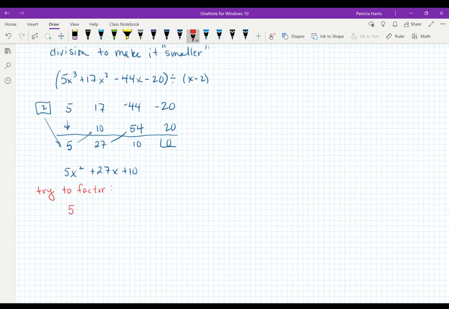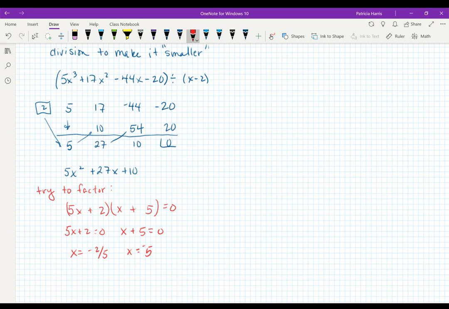So I have 5x like that. Okay, now remember, we want to set it equal to 0. We're going to find our critical points so we can solve our inequality. So this is going to give me x equals negative 2/5, x equals negative 5.